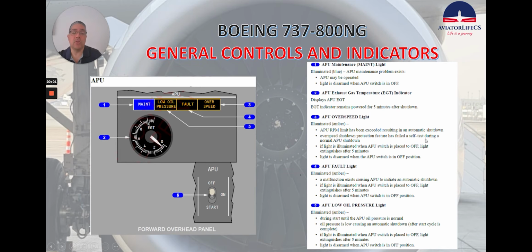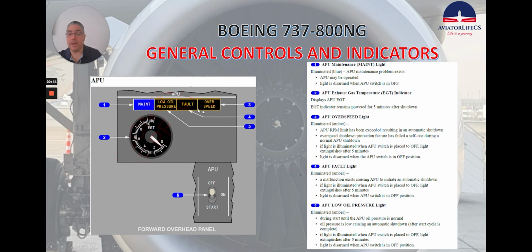A self-test during a normal APU shutdown. If light is illuminated when APU switch is placed to off, light extinguishes after 5 minutes. Light is disarmed when the APU switch is in the off position. Number four is the APU fault light, illuminated amber. A malfunction exists causing APU to initiate an automatic shutdown. If light is illuminated when APU switch is placed to off, light extinguishes after 5 minutes. Light is disarmed when APU switch is in the off position.